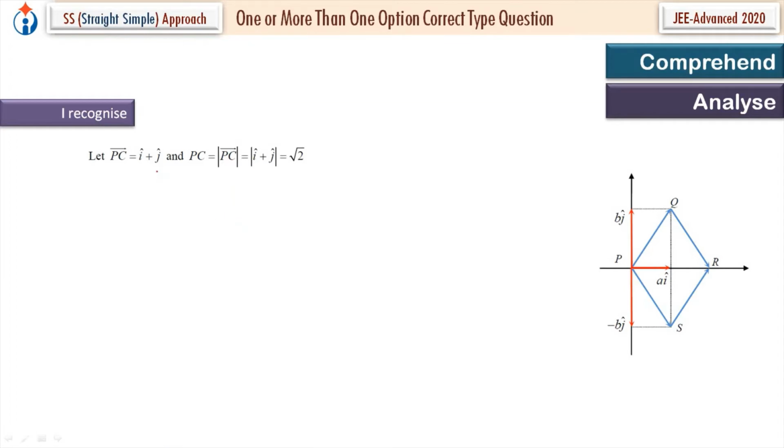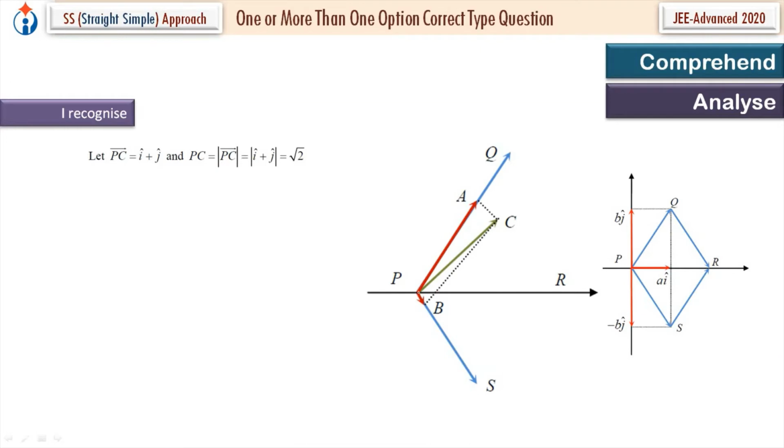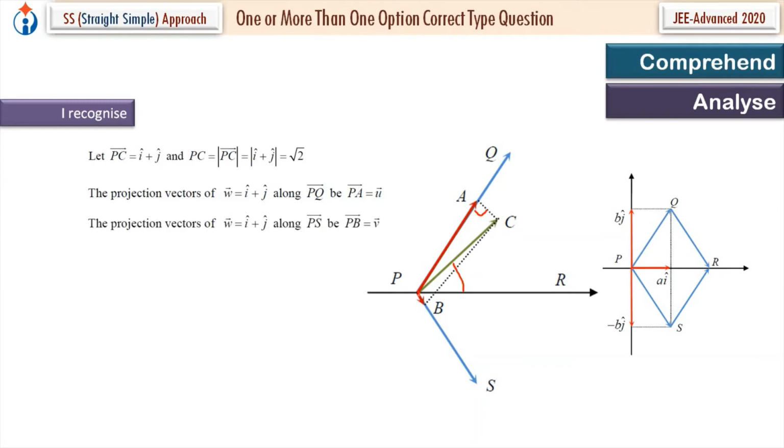Now PC vector is i cap plus j cap, which is W. This I have taken from point P. So this angle is pi by 4 and this magnitude is root 2. Now the projection vector of W along this: we draw the perpendicular from here, and this PA vector is U vector. Similarly, this PB vector is V vector.